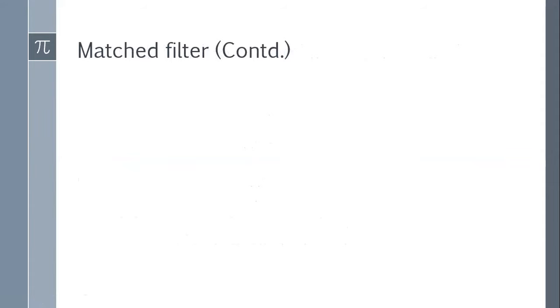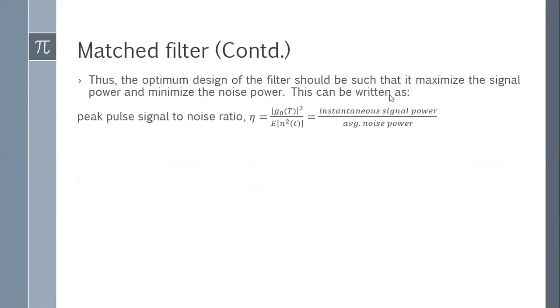So let's continue. Since our aim is to maximize the signal to noise ratio, we can write the peak pulse signal to noise ratio as the power of g naught t, magnitude whole square. Why am I taking the magnitude? I only want the magnitude, not the imaginary portion. So the magnitude of g naught t whole square will give me the power of the signal. And this E is known as expectation. Expectation means the mean over different kinds of noise components.